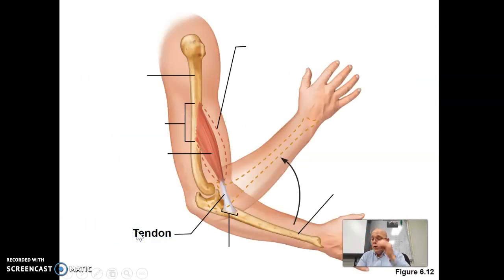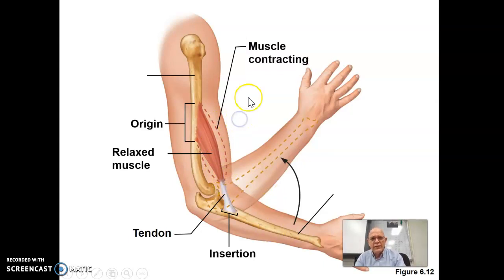All right. So on your drawing, let me see if I labeled all these. Yeah, I did. First of all, the origin is where it's attached to the immovable bone. Insertion is where it's attached to the movable bone. When your muscle is relaxed, it's spread out, and that allows your arm to go down. When it contracts, then it bunches up, and that pulls your arm up like this.